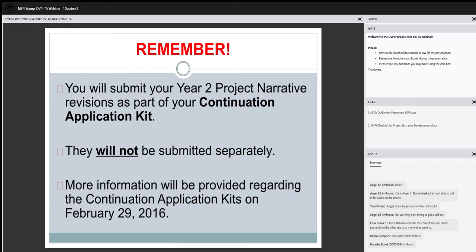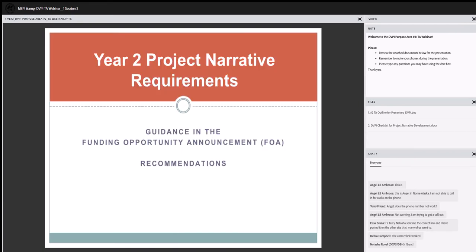So again, you'll submit your Year 2 project narrative revisions as part of the continuation application kit. They will not be submitted separately. You'll submit them at the same time. And again, more information is coming on February 29th. So keep your eyes peeled. So, Year 2 project narrative requirements.